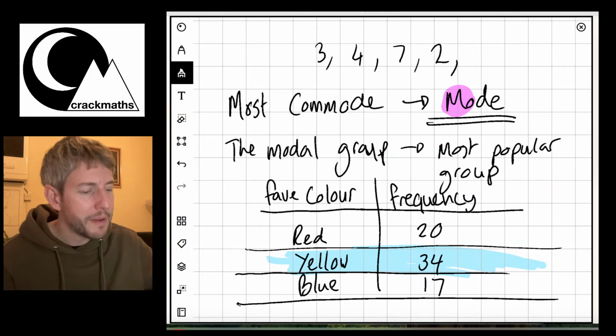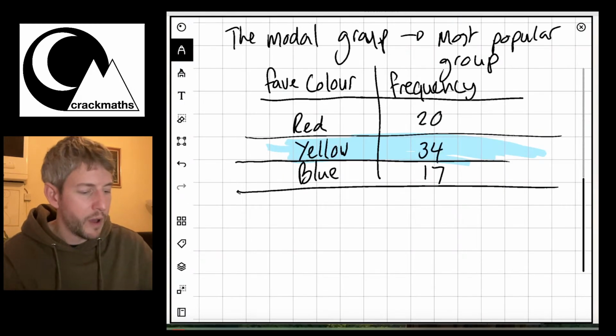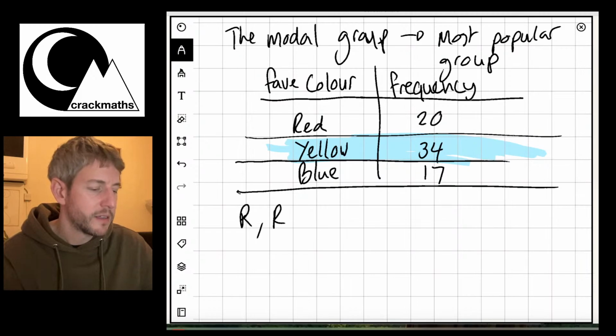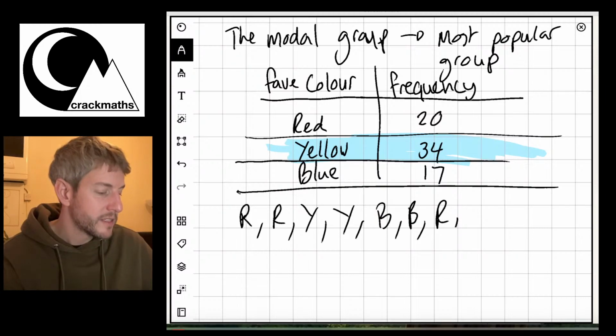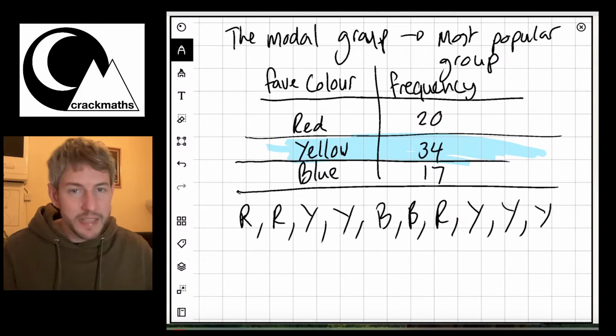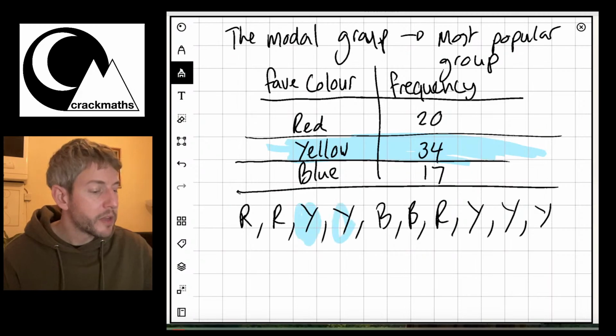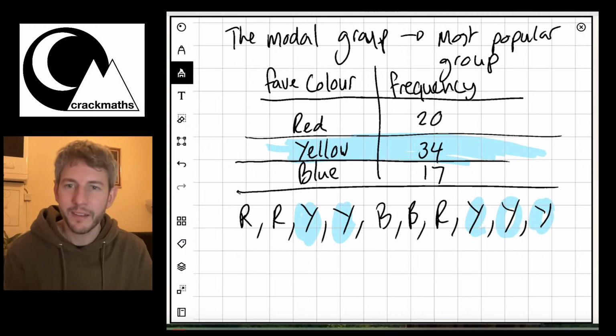You can also think about this as if I'd written this data out in a list. So say for example I've got red, someone had said yellow, someone said yellow, someone said blue, someone said blue, someone said red again, someone said yellow again, yellow again, yellow again. Remember, whenever we have a table, that table of data has essentially come from a list. And so the reason why the mode is yellow is because in that list there would be more yellows.